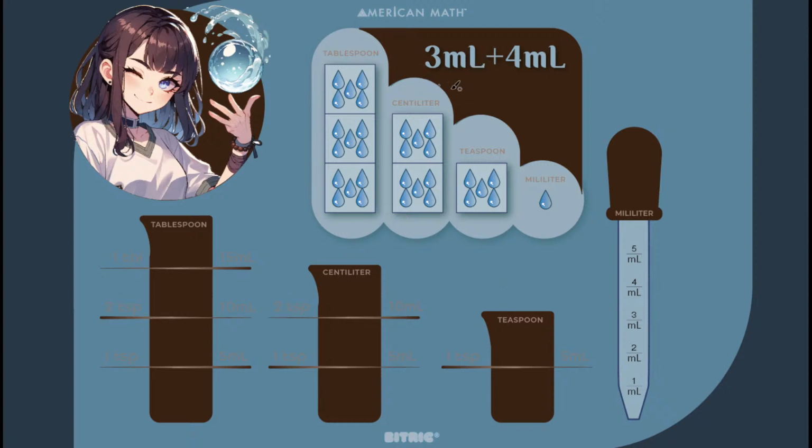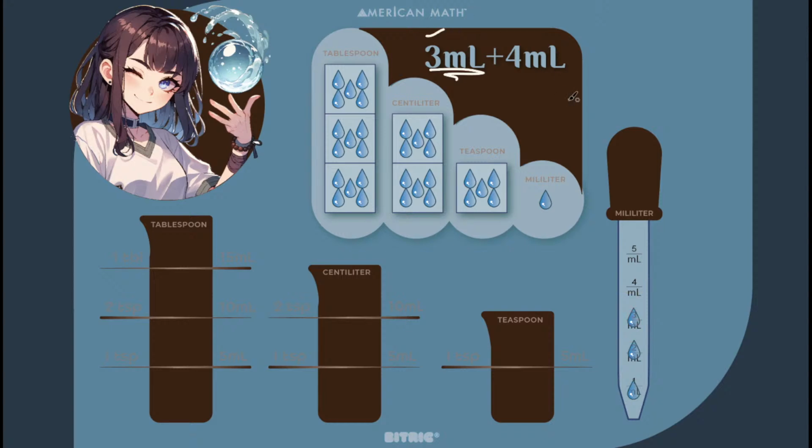All right, so first we'll start off with 3 milliliters. So first, we just go down the list. We know a tablespoon can't fit into 3, a centiliter cannot fit into 3, and a teaspoon cannot fit into 3 because a teaspoon consists of 5 milliliters itself. So we'll have to go to our dropper. So in this case, we're going to put in 3 drops into our dropper. So it'd be 1, 2, and then 3. And then now we're done with that.